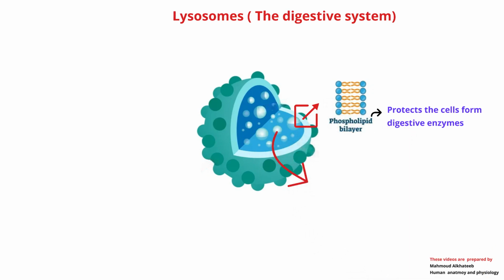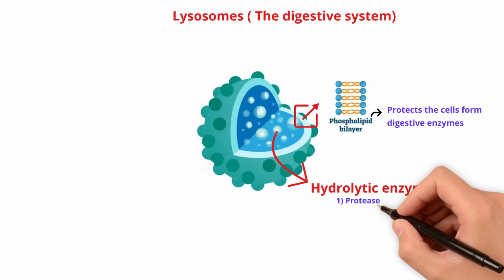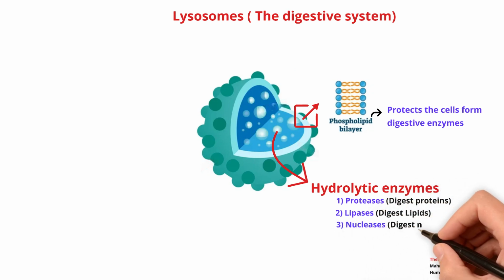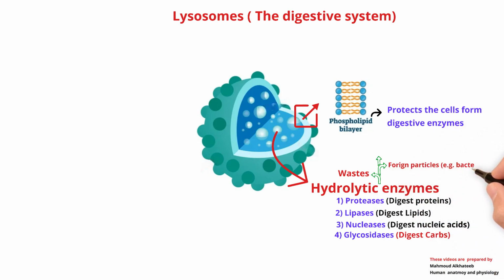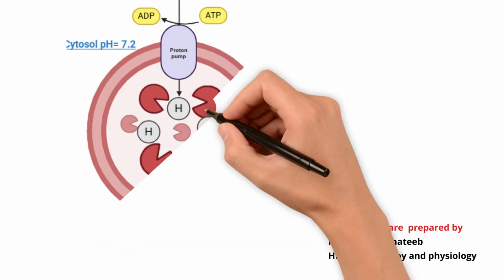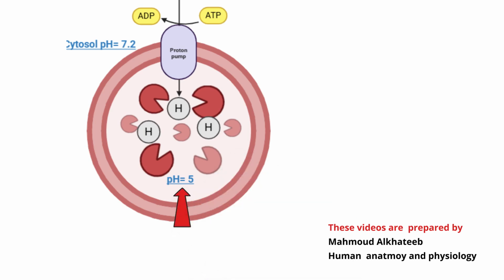Within the lumen, an array of specialized digestive enzymes exist. These include proteases which digest proteins, lipases which digest lipids, nucleases that digest nucleic acids, and glycosidases which digest carbohydrates. These enzymes work collectively to break down cellular debris and wastes, foreign substances, and damaged organelles into their fundamental building blocks. In addition, this enzymatic activity is finely tuned by the acidic microenvironment maintained within the lysosome, which equals a pH of 5.